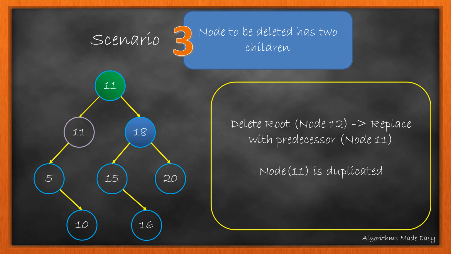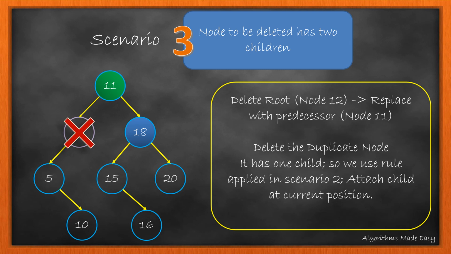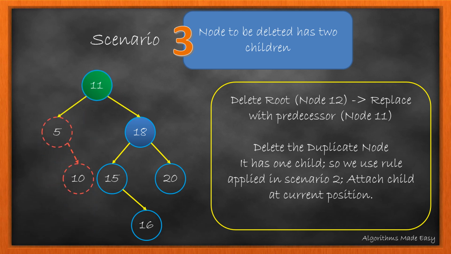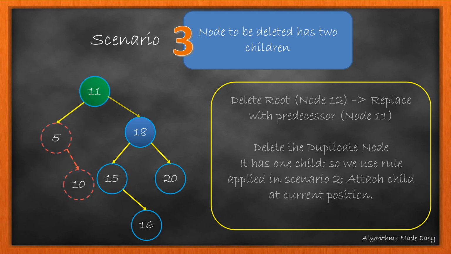This duplicates the node 11, so we need to delete it. Here we see that node 11 has only one child, so scenario 2 is satisfied. So we just replace the current node with the child tree and we are good to go.